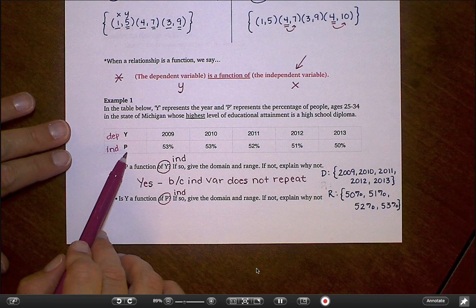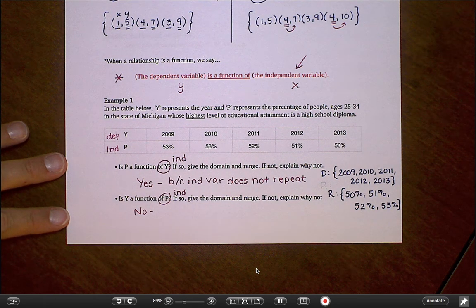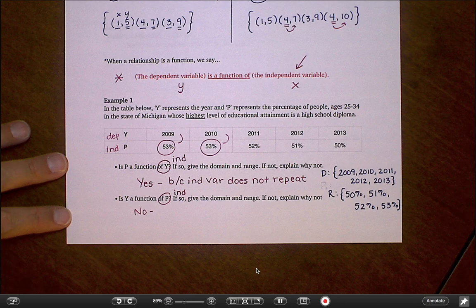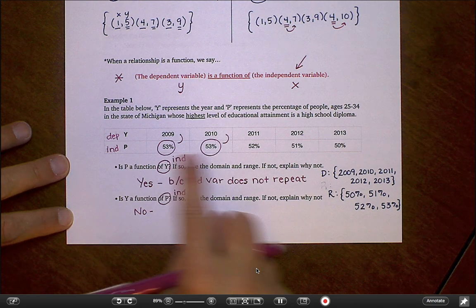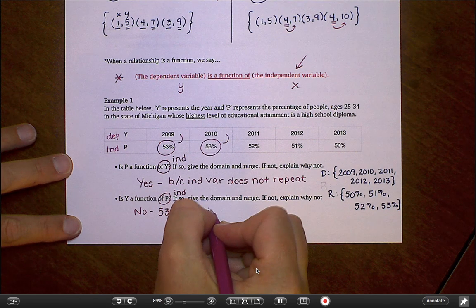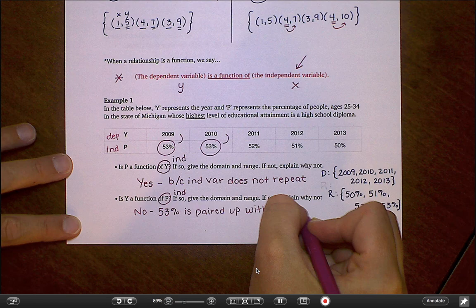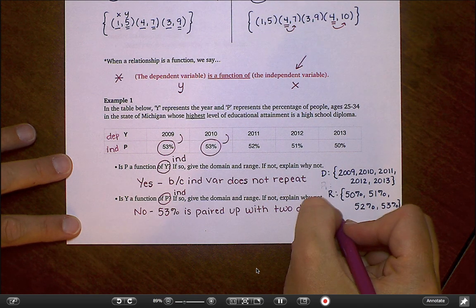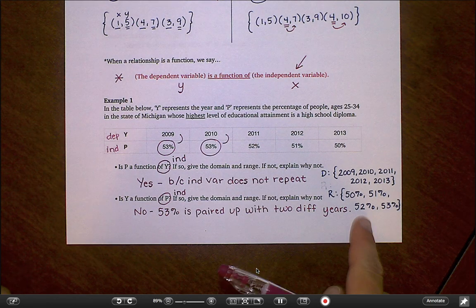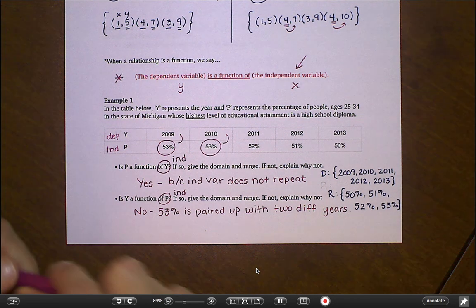But we can answer that question. If we switch this and we make this independent, is this thing still a function? I would say no. And think about why. No, because the 53% has two different partners. Okay, now this is independent, so now this is what I'm worried about repeating, right? And so I can say 53% is paired up with two different years. Okay, so that was a no, and then I'm explaining why not. 53% gets paired up twice. I didn't care about that 53% repeating when it was the dependent variable, but now that they made it independent, now I care.